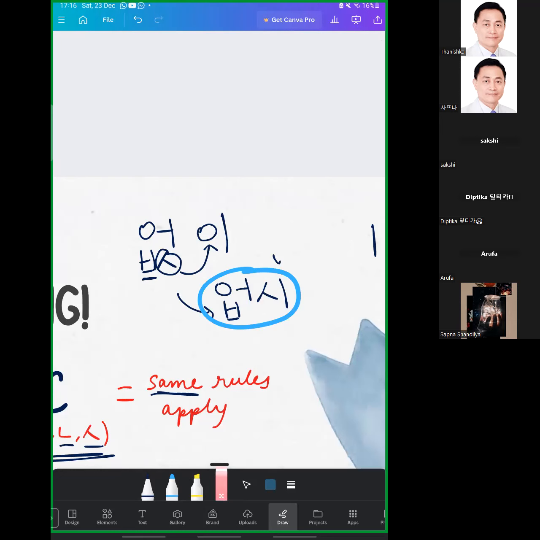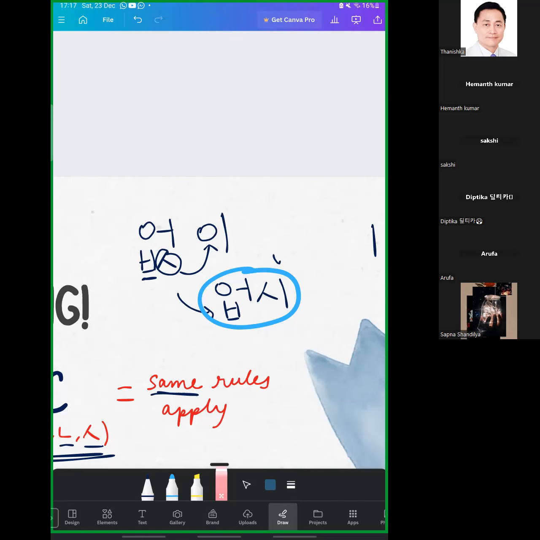Yes, ma'am. Okay. Deeptika, did you understand Sakshi? Yes, ma'am. Yes, ma'am. Okay. Arufa, Hemant, did you attend the previous class? Arufa and Hemant, you were both not there in the previous class, right? Yes, ma'am. Okay. Hemant, what about you? I am also not there.